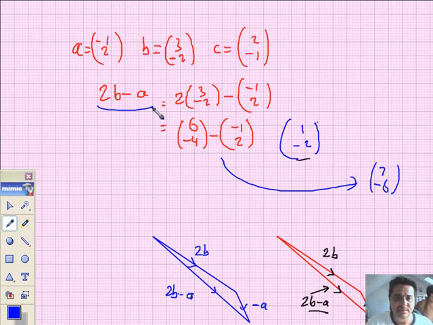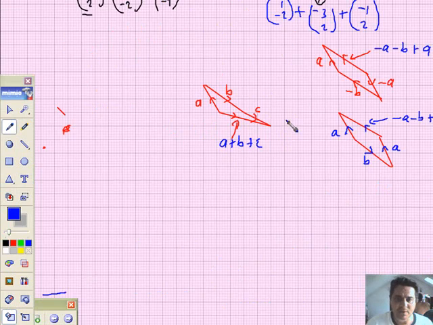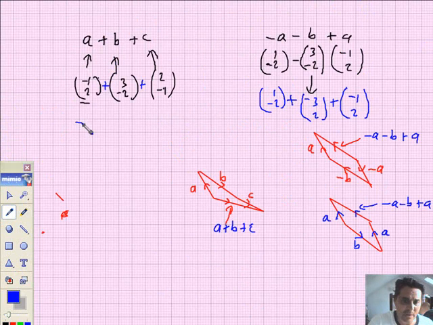So the final vector 2a minus b should be 7, minus 6. Let's count. 1, 2, 3, 4, 5, 6, 7. Minus 1, minus 2, minus 3, minus 4, minus 5, minus 6. That's definitely correct. Now just do this part as well. Add this little lot up. It says plus, so I'm going to do that straight away.